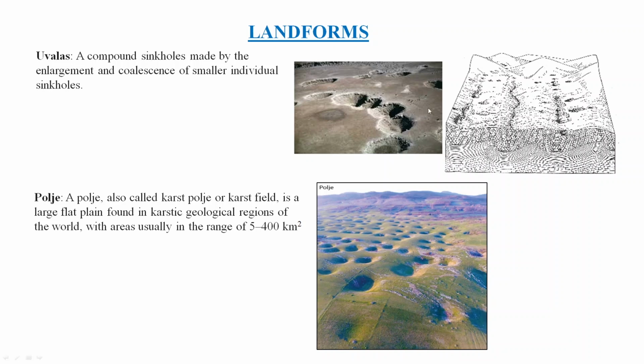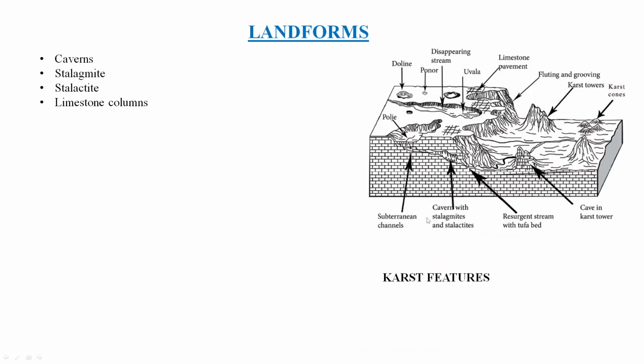Then polje, also called karst polje or karst field, is a large flat plain found in karstic geological regions of the world, with areas usually in the range of 5 to 400 square kilometers. So, you can see there is a complex network of this kind of karst field.